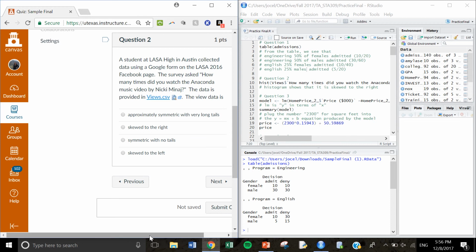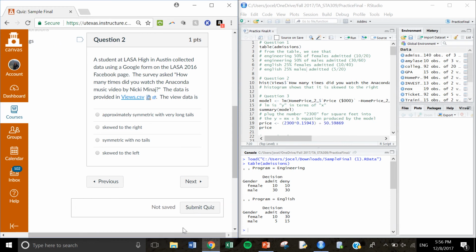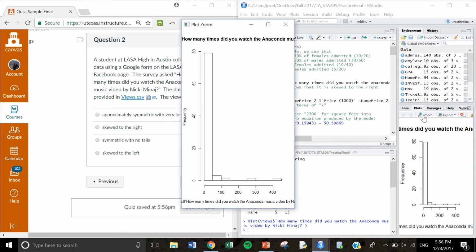Question 2. It's giving us data from this Anaconda music video views, and we're trying to see if it's symmetric, skewed, or if it looks nearly normal. For that, we just do a histogram, which is the hist function, and you'll do views, $, the column. When we run that, you can hit zoom to zoom in on the plot, and we see that there's outliers to the right, so this is skewed to the right.